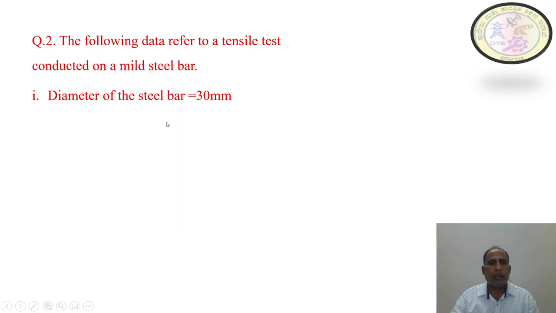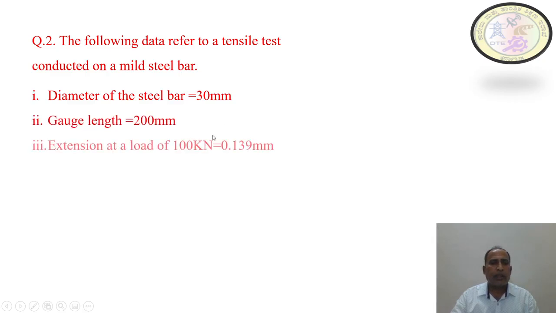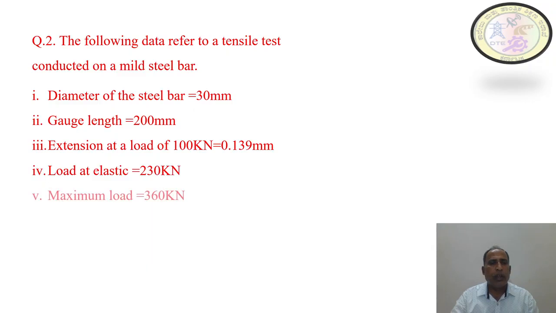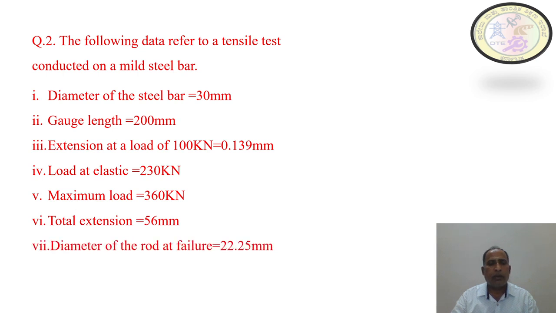So the first parameter is diameter of the steel bar, that is original diameter is 30 mm. Gauge length, the original length of the steel bar is 200 mm. Extension at a load of 100 kilonewton is equal to 0.139 mm. Load at elastic limit is 230 kilonewton. Maximum load is 360 kilonewton, and the total extension of the bar is 56 mm. And diameter of the rod at failure is 22.25 mm.